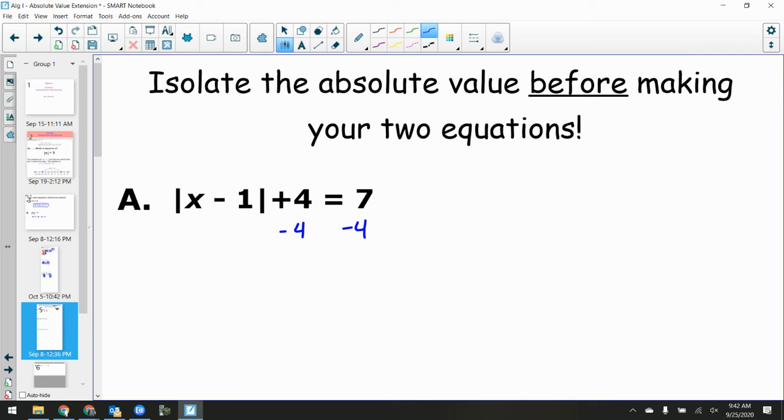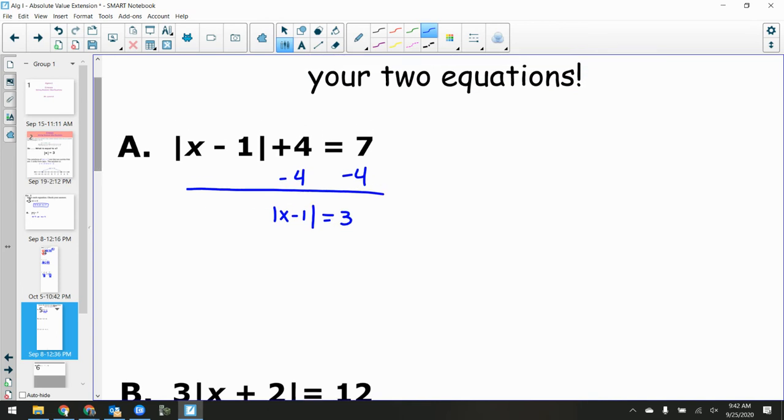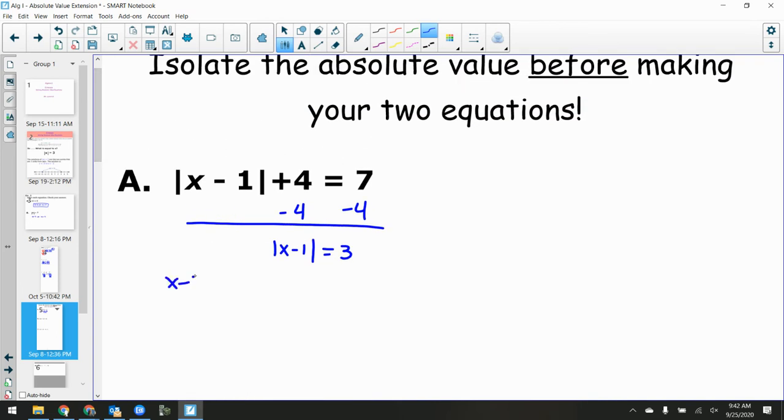No. You can't start right off the bat by making your two equations. You have to get it isolated and then make your two equations. Here's what I mean. Absolute value of x minus 1 is equal to 3. And at this point, now we can start to make our two equations. Now we can say x minus 1 equals 3, or x minus 1 equals negative 3.